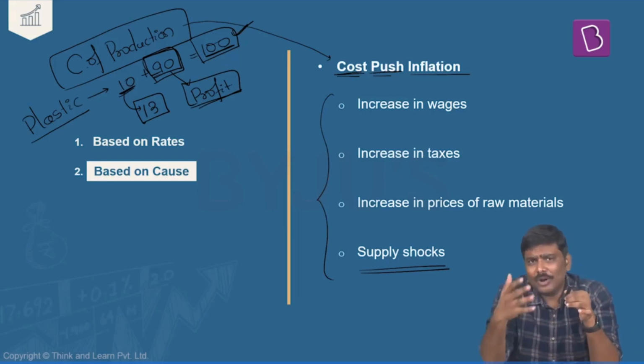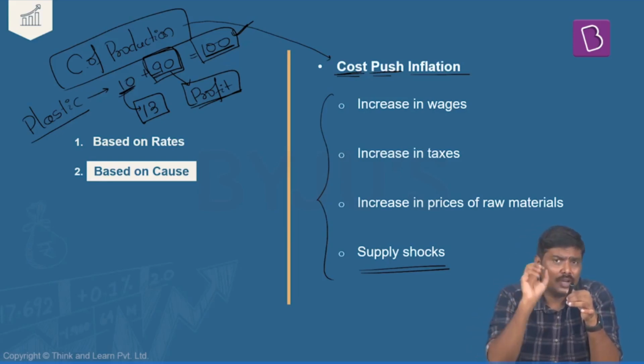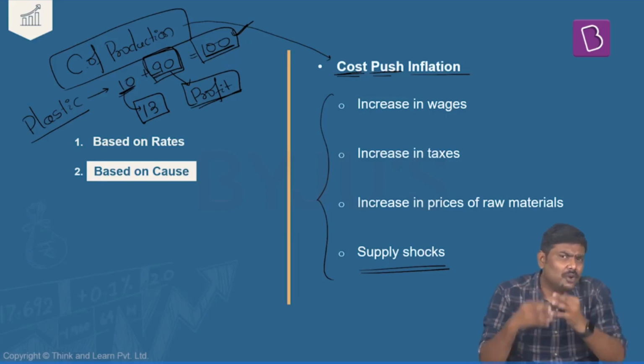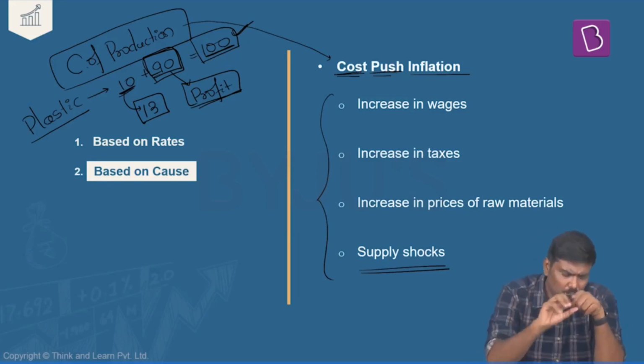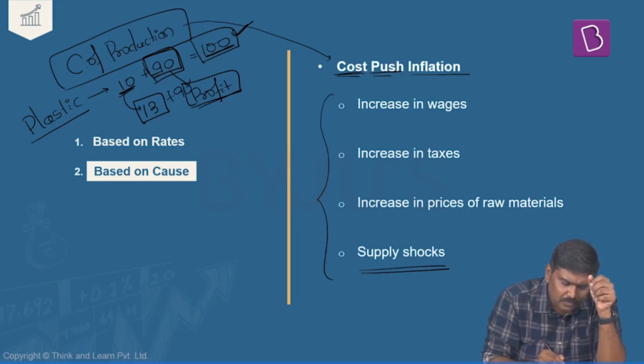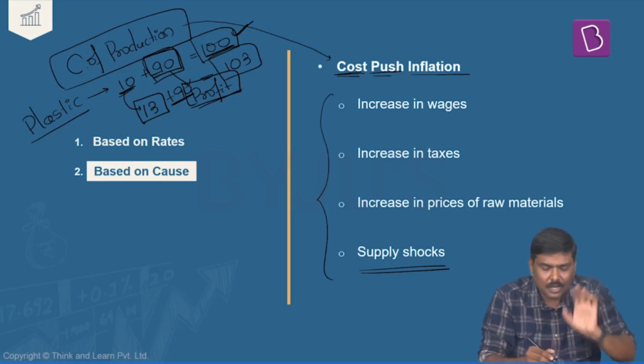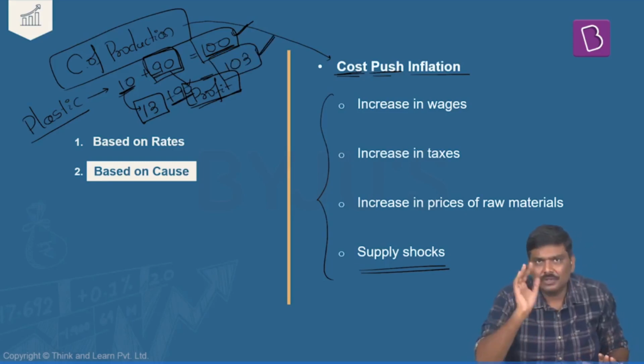You are basically involved in the business. You are doing the business to earn profit. Why will you cut down your profit motive? So what will you do? You will continue with the 90 rupees itself. As a result of this, what will be the cost of this particular product in the market now? It will rise up to 103 rupees.